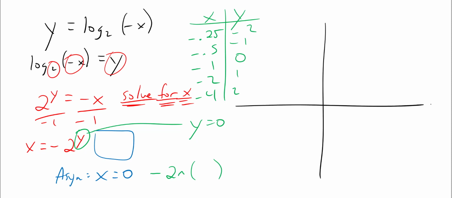Okay, so let's draw on our asymptote first. It's always important. X equals 0. Okay, and let's put some tick marks on here. And 1, 2, 3, 4, 5. Okay, let's plot some points.